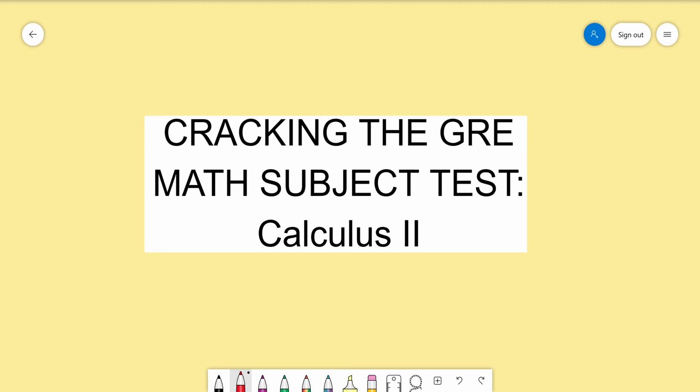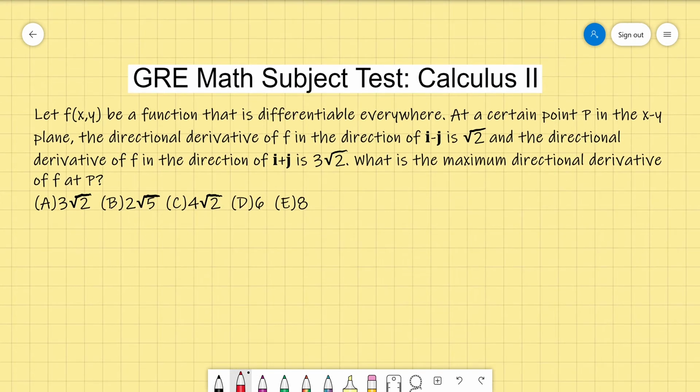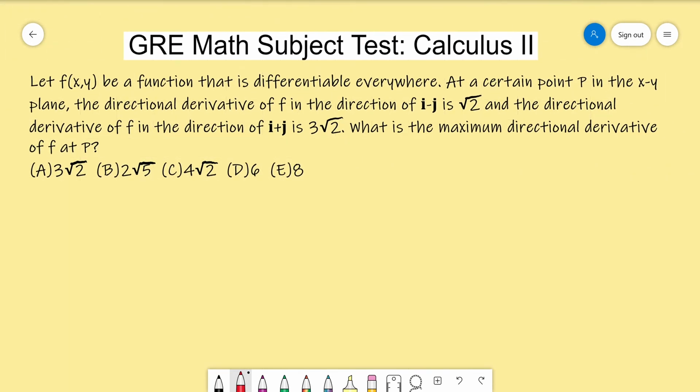This is Calculus 2 and we're on problem number 20. In this problem we're given a function f and we're told that its directional derivative in the direction of the vector i minus j is root 2, and its directional derivative in the direction of i plus j is 3 root 2, and then we're asked to find the maximum directional derivative of f at this point. These directional derivatives are also at this point P.